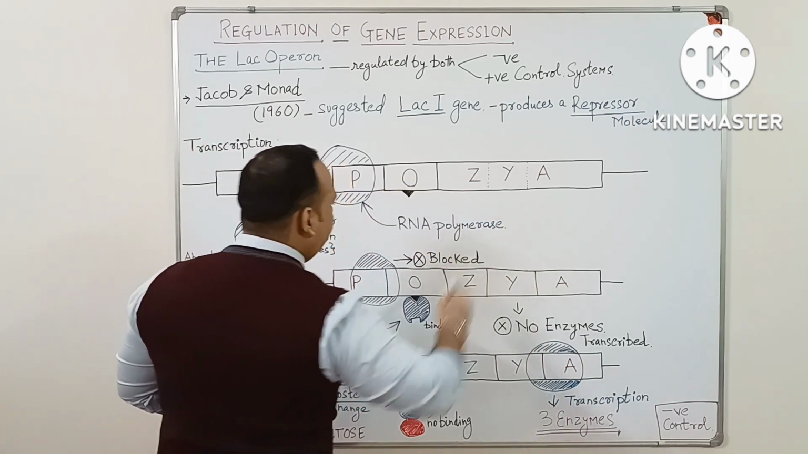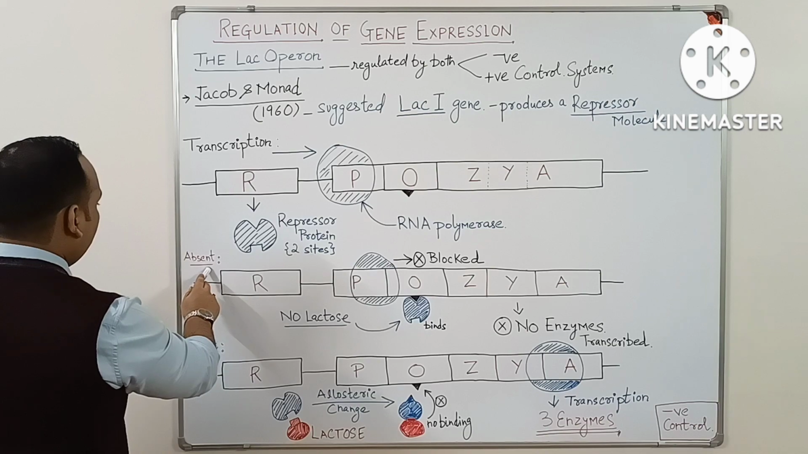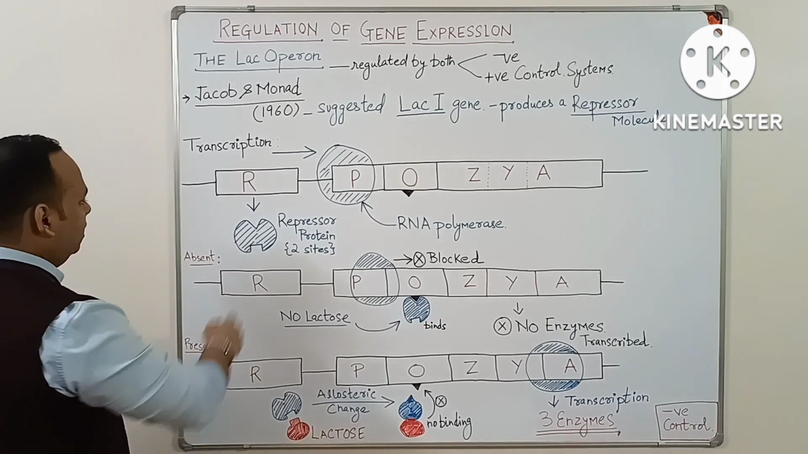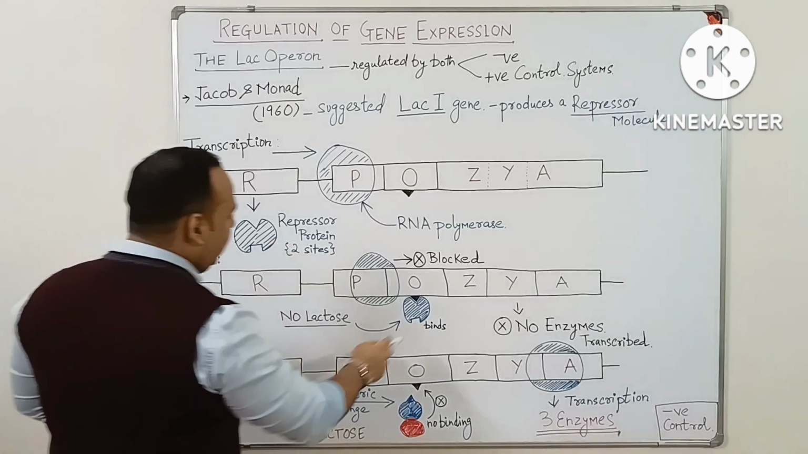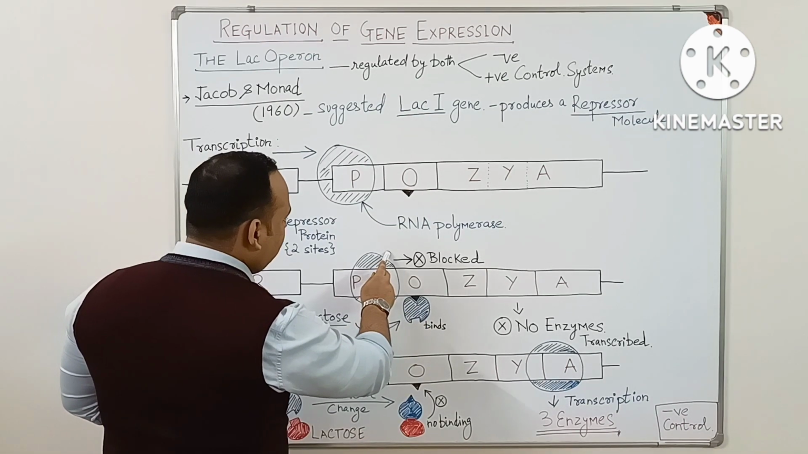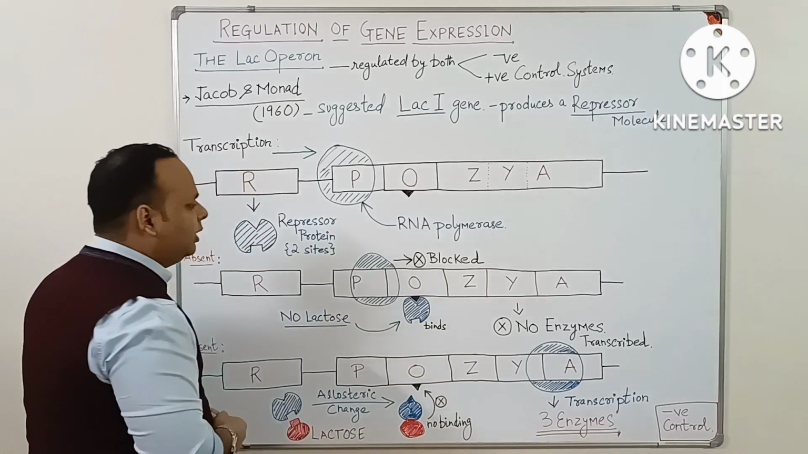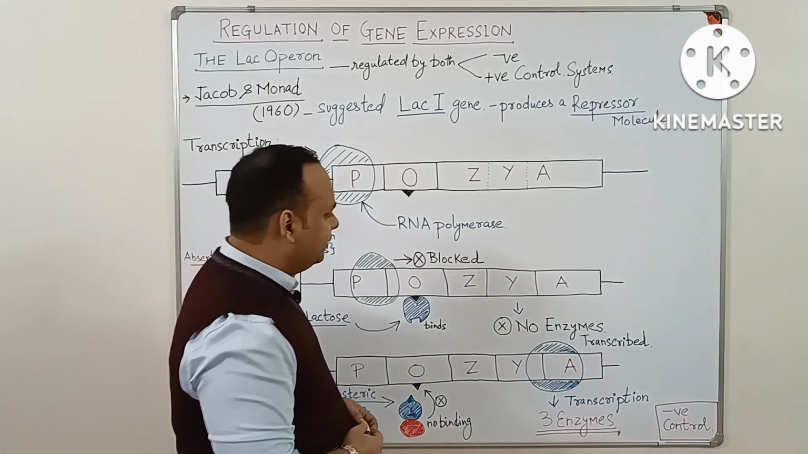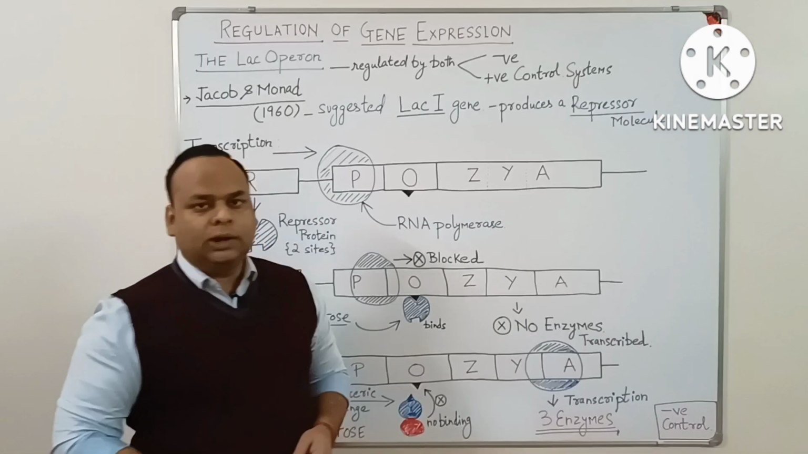Then we have the RNA polymerase, the promoter region, the operator region, and the structural genes Z, Y, and A. When the lactose molecule is absent in the medium, the repressor protein is free to bind to the operator region, which blocks the RNA polymerase from traversing further, and the transcription is stopped. Thus, no enzymes are produced.